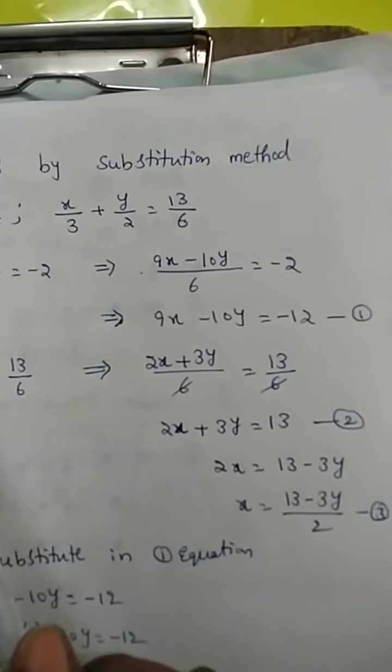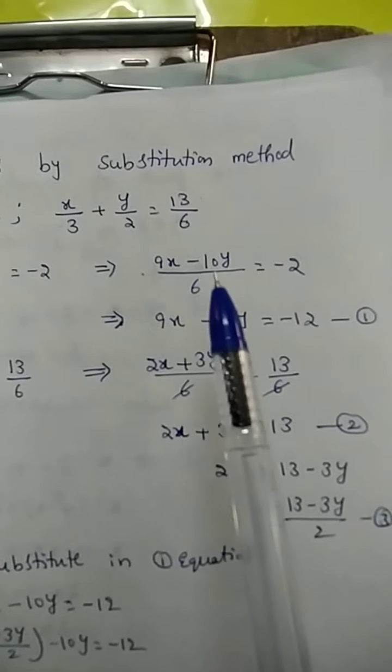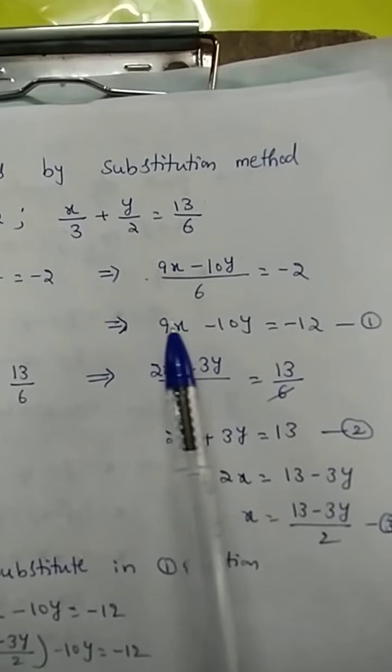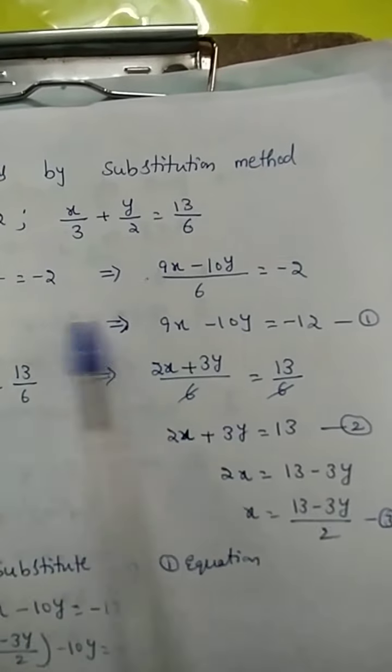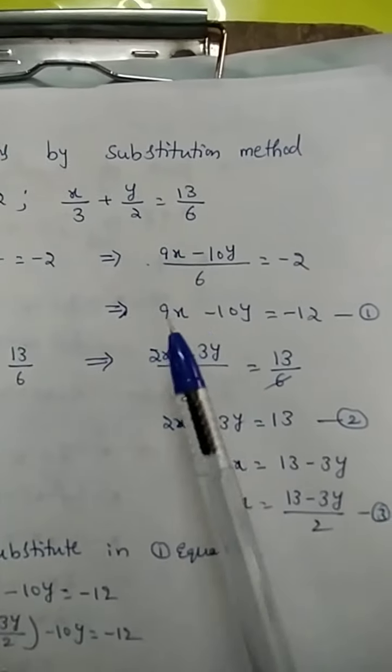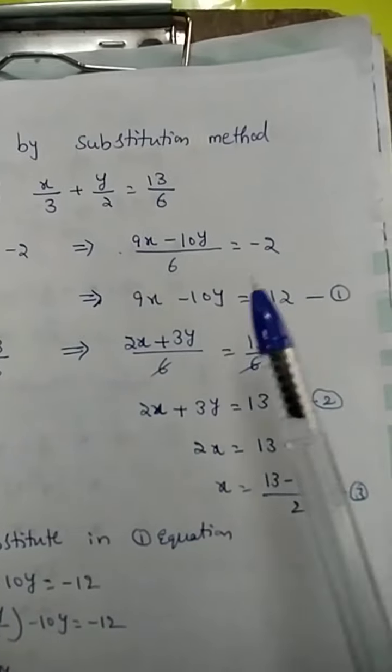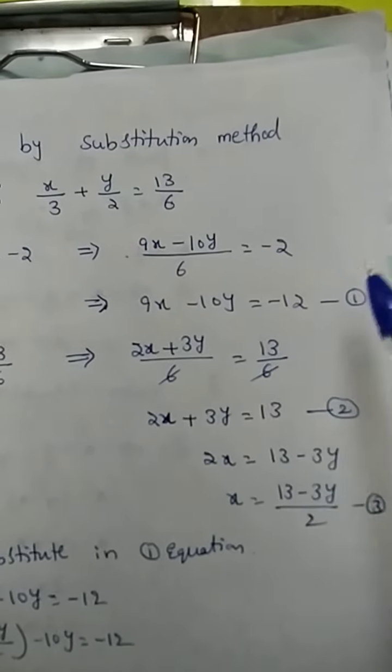The xy coefficients are to be changed into integers like this. This is the way to change them into integers: 9x minus 10y is equal to minus 12. Changing them into integers simplifies the problem very easily.